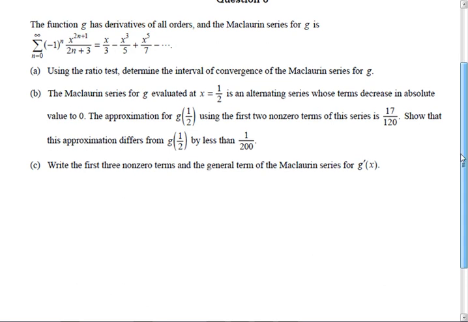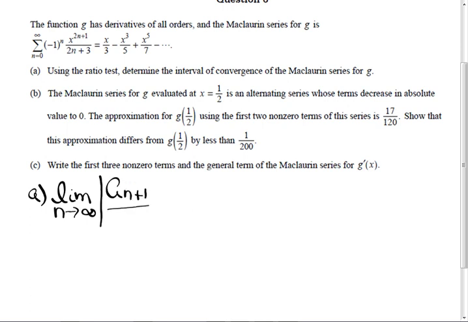Okay, you should be doing it. If you're watching, it's not going to do any good because you won't do it. Okay. You guys, you get a point for knowing what the ratio test is.